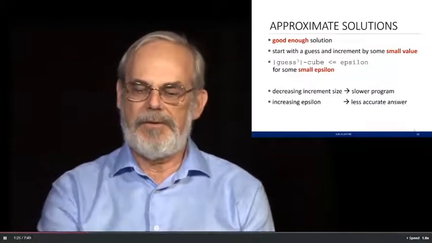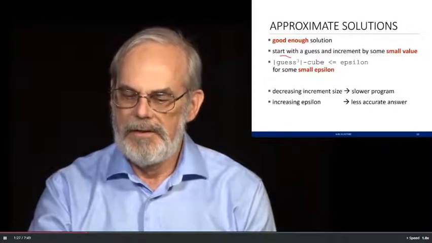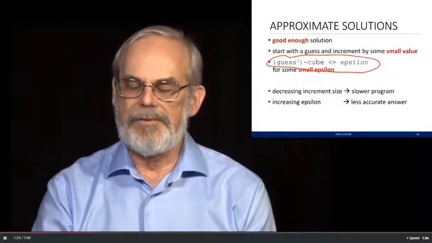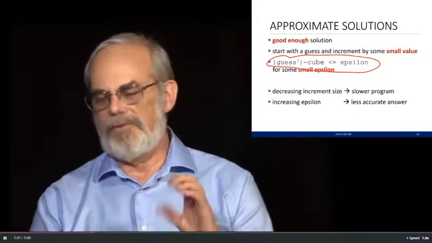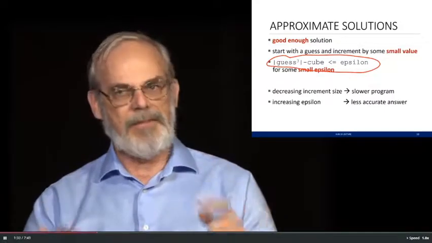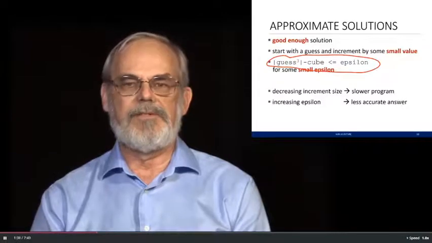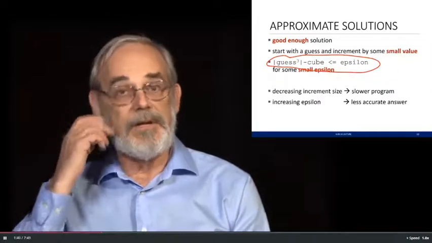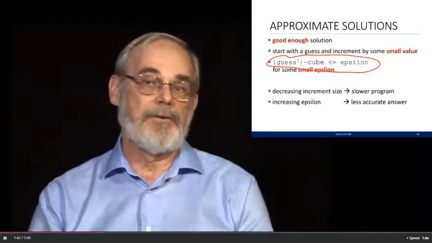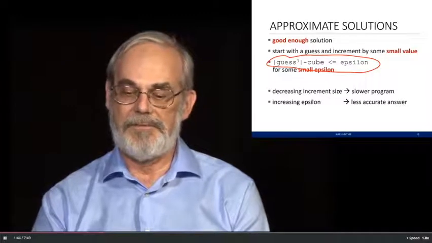So here I'm going to use, in the case of cube root, something that tells me whether I'm close enough. By looking at the guess cubed, take the absolute value in case it's negative, and look at the difference between that and cubed to see if it's less than or equal to a small number. And if it is, I'm going to say I'm close enough, and I'm going to stop.